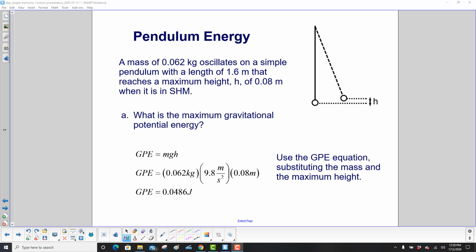The maximum gravitational potential energy is when the ball is at the maximum height, h. So GPE is mgh. Substitute in our mass, the value for the gravitational acceleration, and the height, and we get 0.0486 joules.